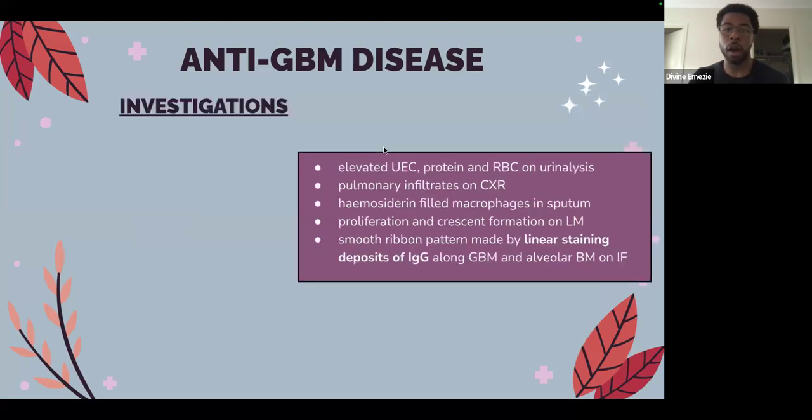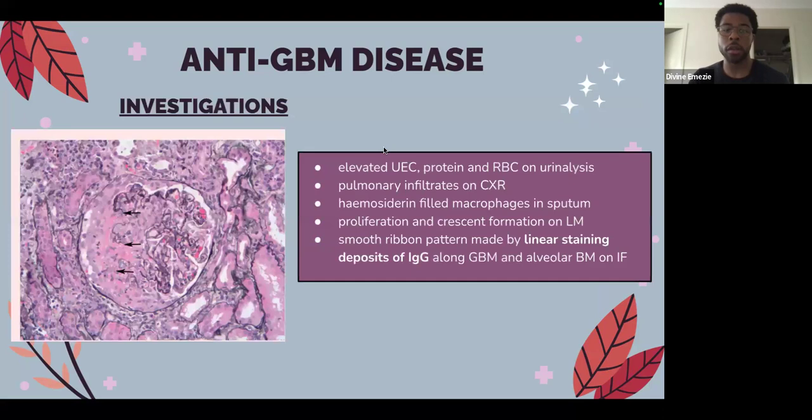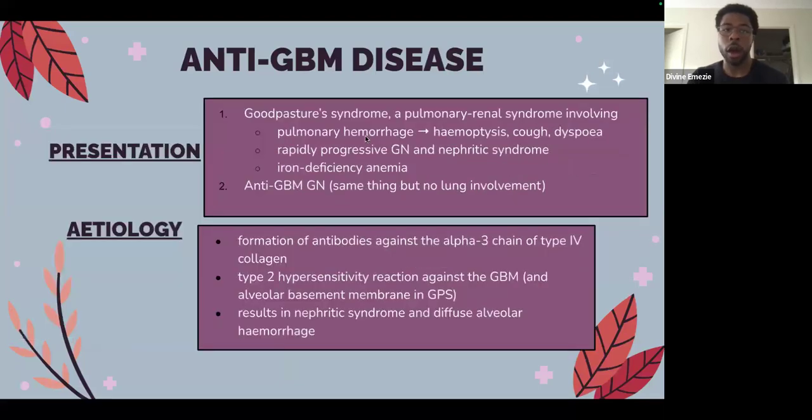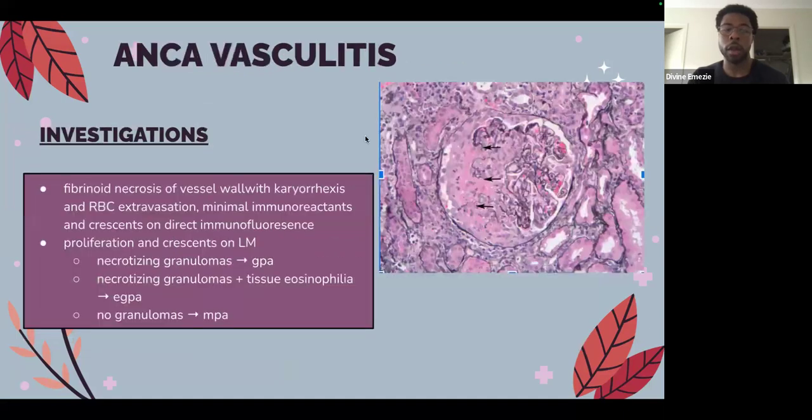So, in terms of investigations, again, similar sort of ideas. The main things you're probably thinking about are chest X-ray for the lungs, and then you'll see linear staining of IgG deposits, and that tells you everything. The ribbon pattern may be relevant as well.